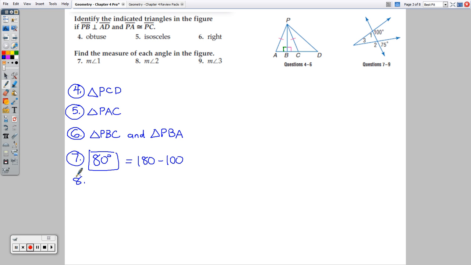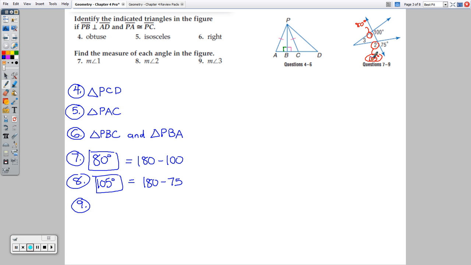Number 8, I'm going to label it as I go here. If this one was 80 degrees, and we have to find 2, that's going to be another linear pair right there. So 180 minus 75, that's 105 degrees then right there. So this one, 105 degrees. You can just say that is 180 minus 75 if you had to show work or justify your answer.